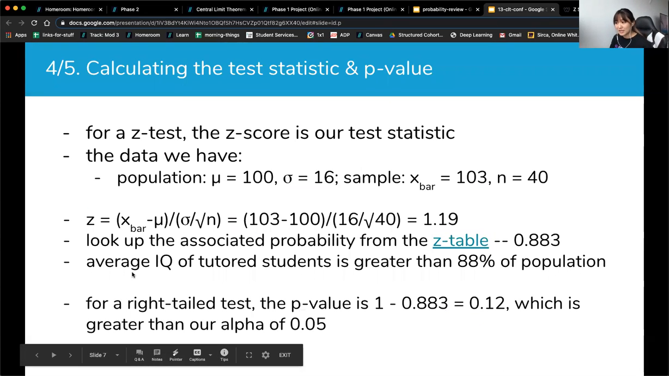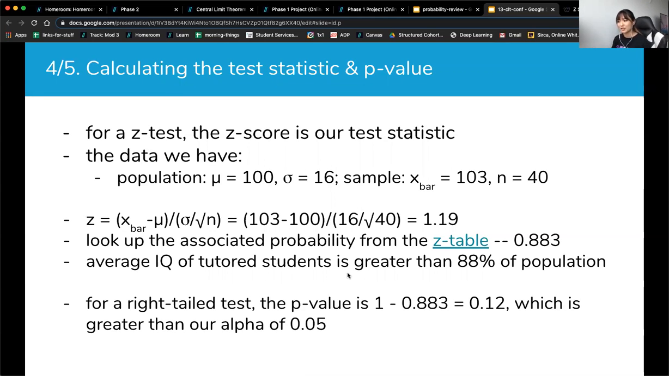That means that the average IQ of tutored students is greater than 88% of the population. That's one way to interpret it. For a right tail test, and I think I have a diagram afterwards, so I'll explain that in more detail a little bit. Our p-value is actually going to be 1 minus the associated probability, which in this case is 0.12, which is greater than our alpha of 0.05.